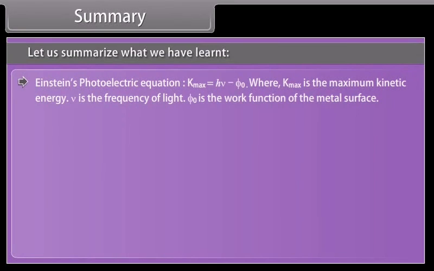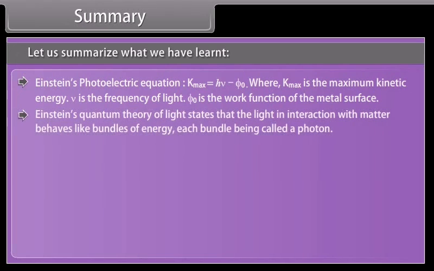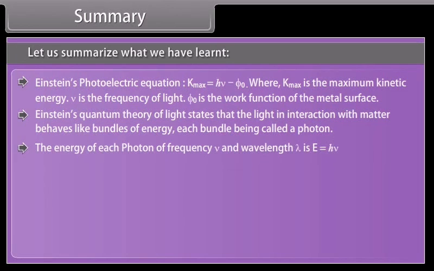Einstein's photoelectric equation. Kmax equals h nu minus phi 0, where Kmax is the maximum kinetic energy, nu is the frequency of light, and phi 0 is the work function of the metal surface. Einstein's quantum theory of light states that light in interaction with matter behaves like bundles of energy, each bundle being called a photon. The energy of each photon of frequency nu and wavelength lambda is E equals h nu.